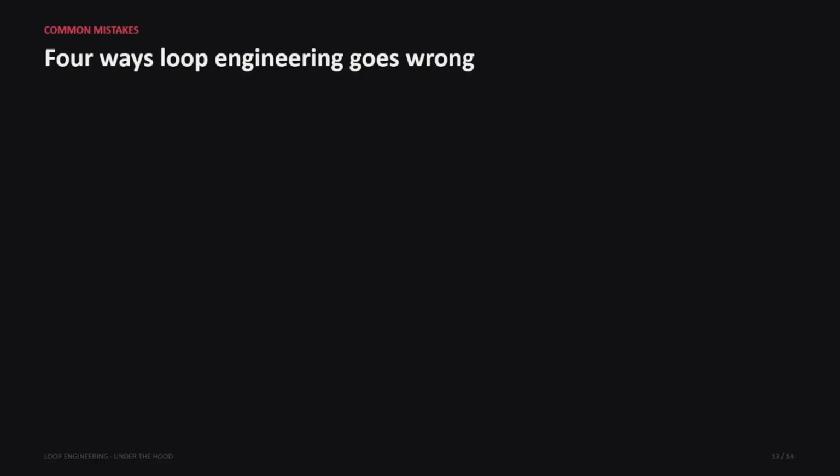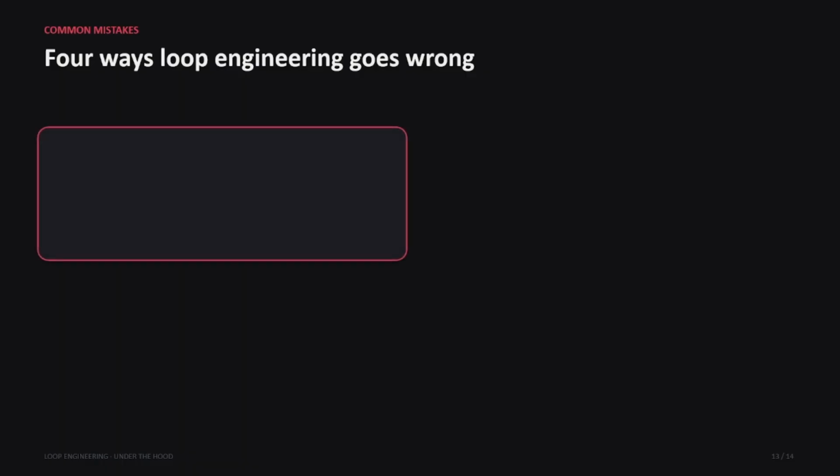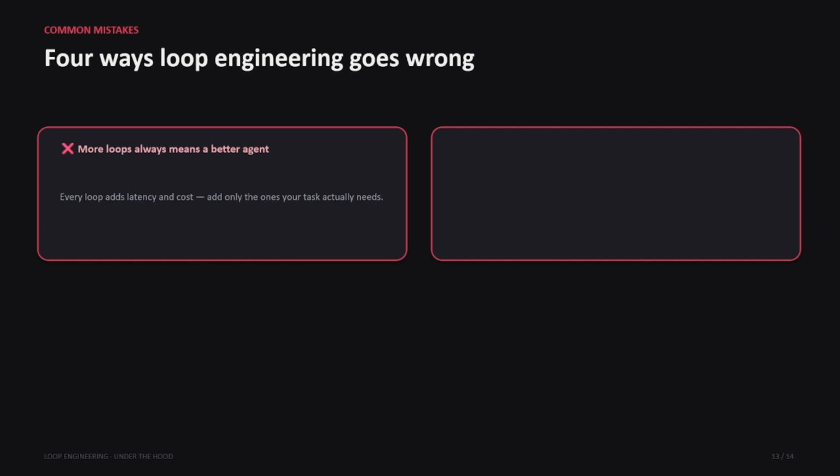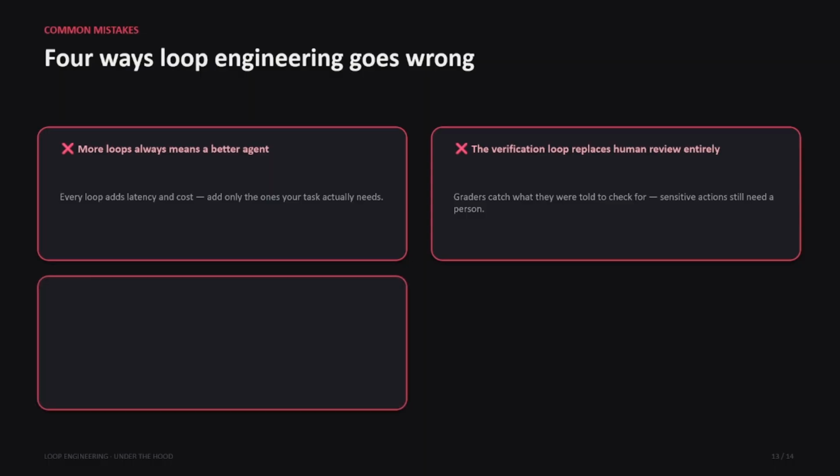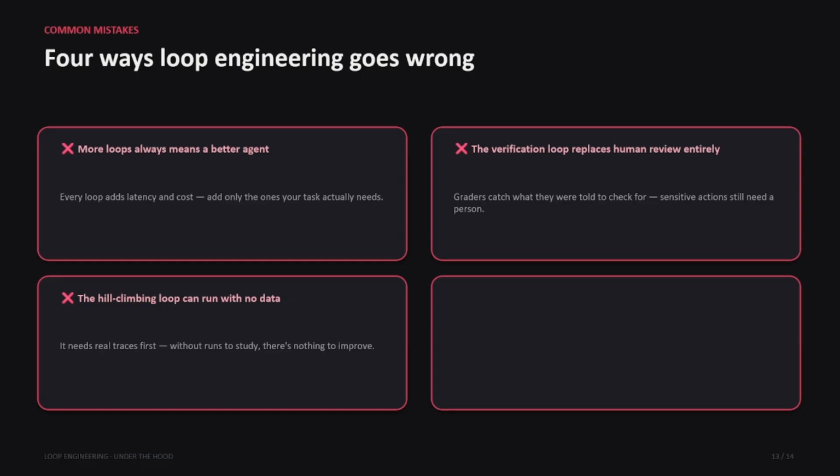There are a few common mistakes people make while doing loop engineering. The first mistake is thinking more loops always means a better agent. That is not true. More loops also mean more time, more cost, and more complexity. The second mistake is thinking verification removes the need for human review. For sensitive tasks, humans may still be required. The third mistake is expecting hill climbing to work without data. It needs real traces from real runs. The fourth mistake is thinking event-driven means fully unsupervised. An event can start the process, but humans may still approve the final output.